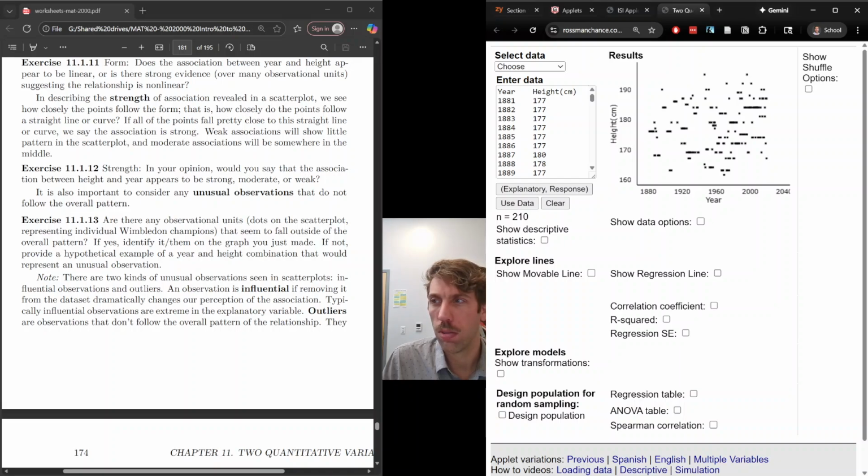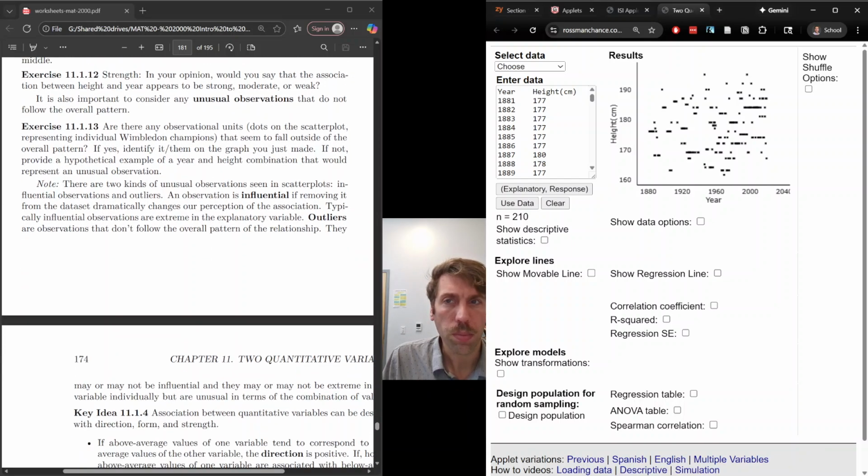For number 12, I'm going to grade this kind of giving you a lot of leeway here, because describing the form is hard at first when we haven't even taught you how to calculate a way to measure it. But this is trying to get you to understand how your common sense relates to the calculation. So just looking at those data points, describe the strength of the association.